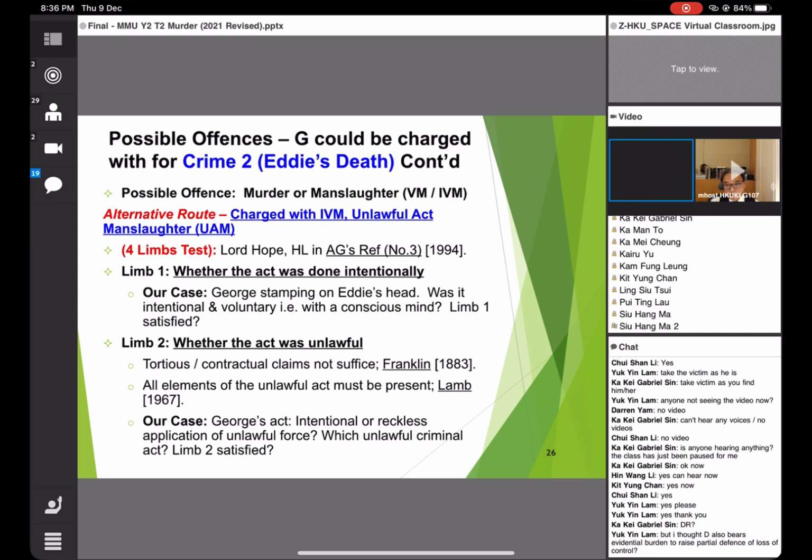Limb number 2. Okay. Now, in our case, in George stamping on Eddie's head, there is an intentional or reckless application of unlawful force. Can anybody find an act in criminal law that we can use to base upon for this limb number 2? Can anybody on the floor think of a crime that we can use as the basis for this unlawful act? Anyone?